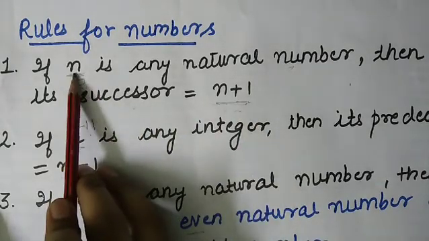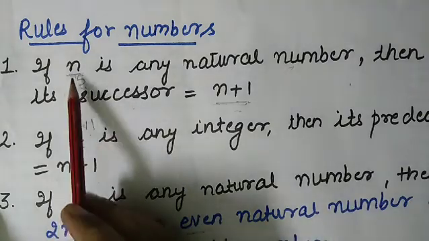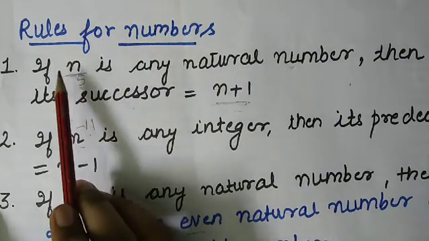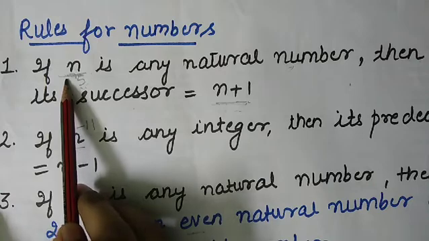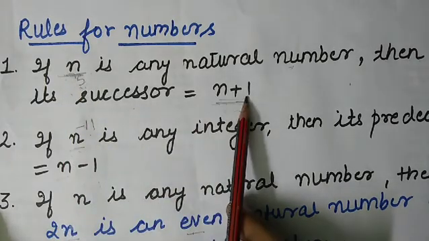Here I am taking a general value, it can be any natural number, so I am taking that as n. So its successor will be n plus 1.